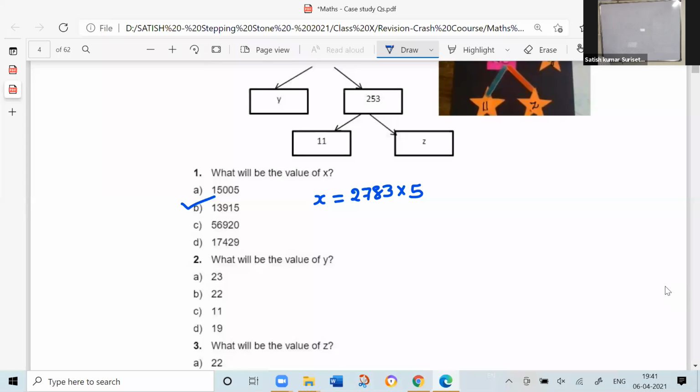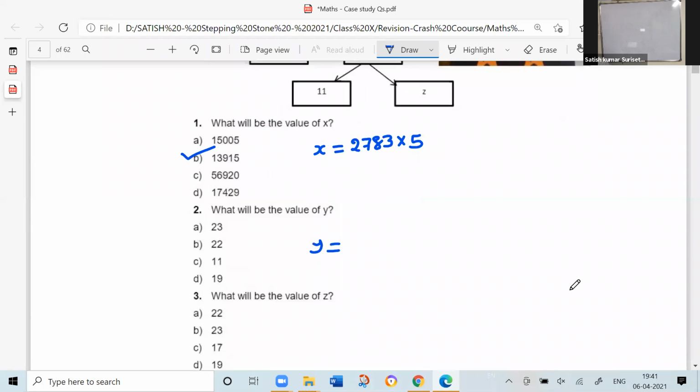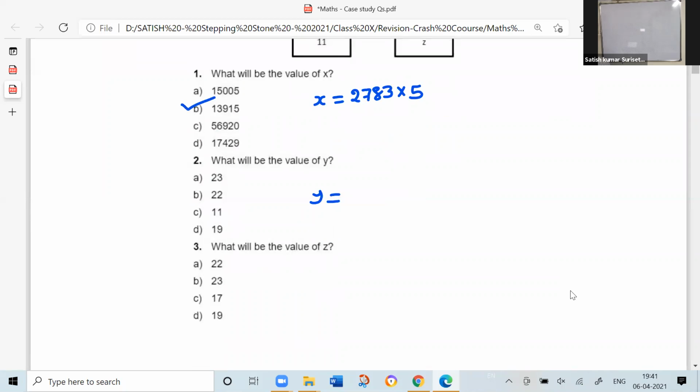Next, what will be the value of y? Option B, 11, sir. Correct, 11. Now, tell me the way you have calculated for 11. 2783 divided by 253. 2783 divided by how much? 253, sir. Correct.